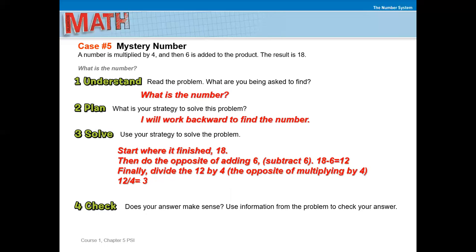Does my answer make sense? Well, I can go back and plug it in. I start with a 3 and follow the original steps. 3 multiplied by 4 is 12. Then 6 is added. 12 plus 6 is 18. The result is 18. Check.